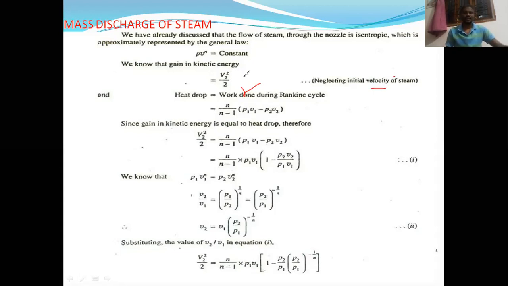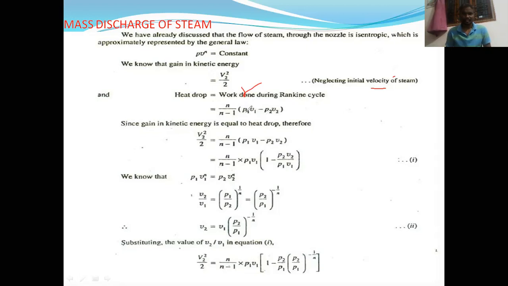So here the heat drop is equal to gain in kinetic energy. Nothing but the work done by the nozzle is equal to heat drop. Heat drop of the nozzle is equal to work done by the nozzle. So we can write heat drop is equal to isentropic work done. What is isentropic work done? That is n by n minus 1 into P1 V1 minus P2 V2.